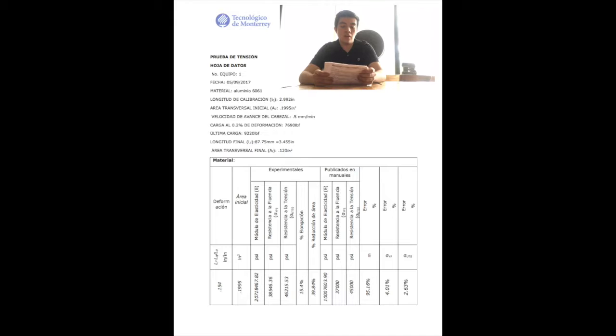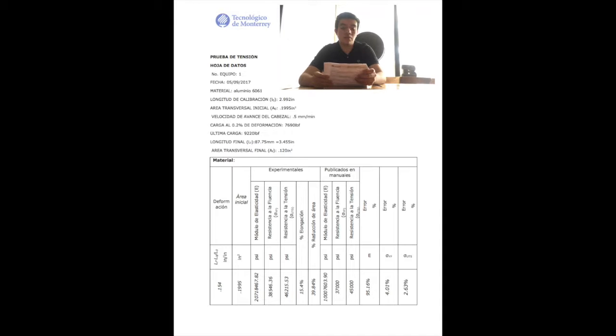The velocity of the machine is 5 millimeters per minute, and with the graphs that the computer printed, we can see the ultimate charge and the charge at 0.2% of deformation. The charge at 0.2% of deformation is 7690 lbf, and the last charge is 9220 lbf.